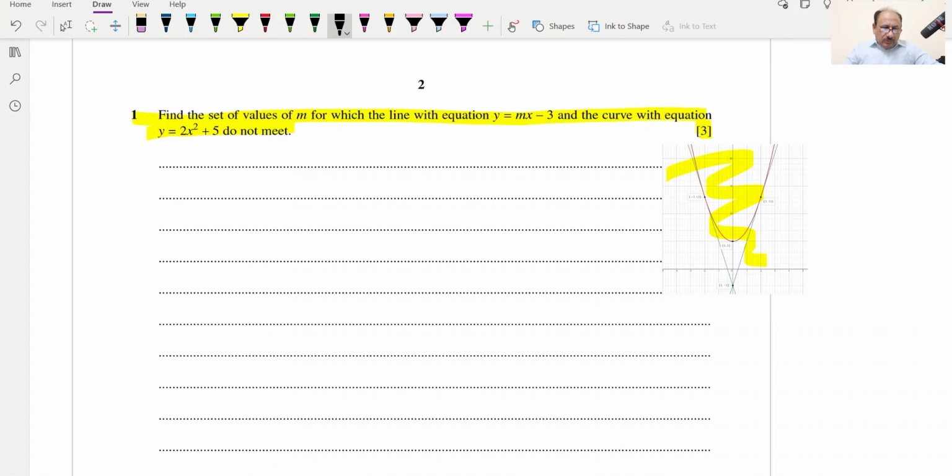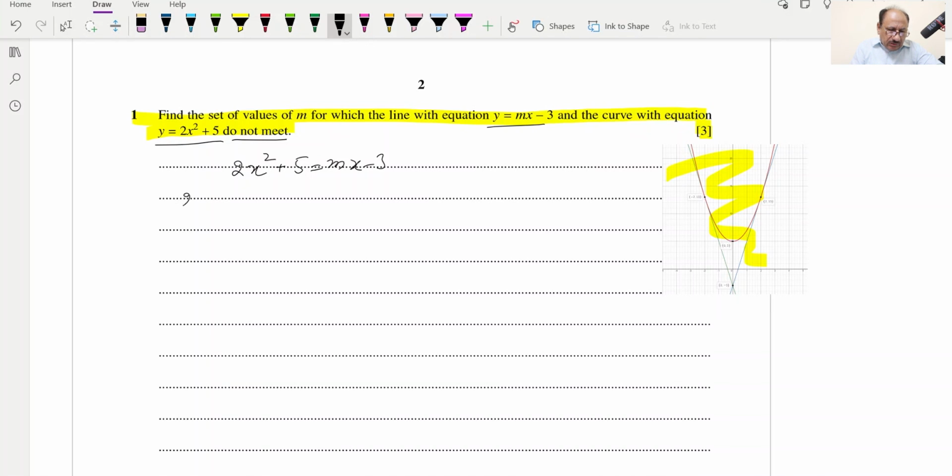For these two equations to not meet, we first consider what happens if they are meeting, then we are equating. For a curve and a line, like for example this curve and line are meeting at these two points, we check by equating them. So we can write 2x squared plus 5 is equal to mx minus 3.